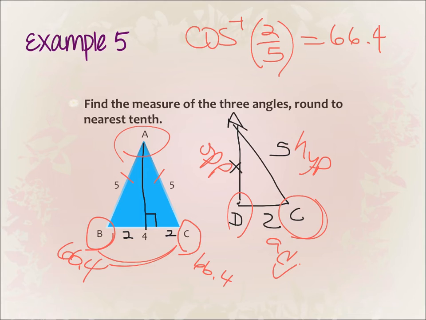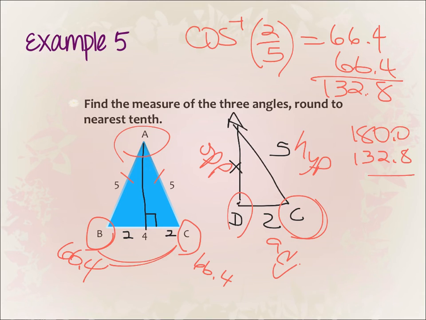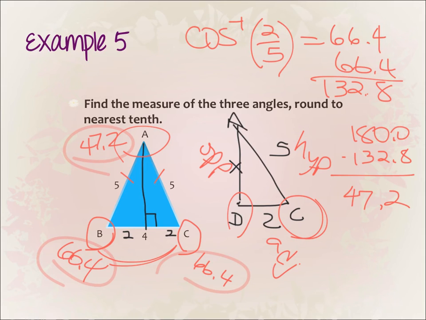Yes? Why do you have to use cosine inverse if you find the number? I'm looking for an angle because I had 2 side lengths. Yes. So I'm going to add 66.4 plus 66.4 and get 132.8 and then subtract that from 180. And I find out that angle A is 47.2. So A is 47.2. So now I have my 3 angles, 47.2, 66.4, 66.4.